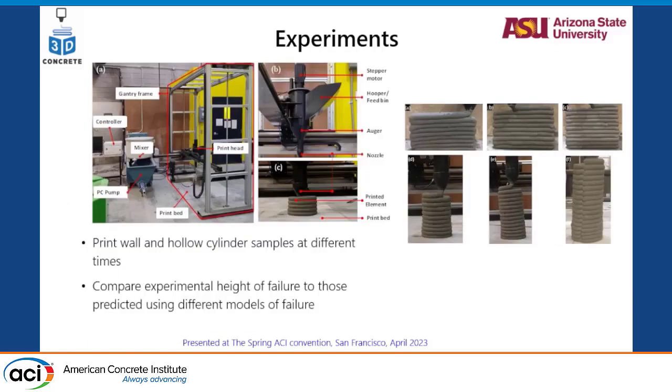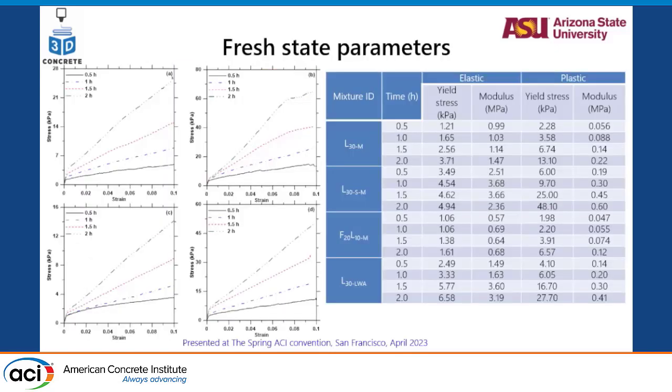specimen. This is our gantry printer that we use for our prints in the ASU facility. We did 2 different model checks for the print experiment, a wall element and a hollow cylinder element. So these were the stress-strain responses obtained from the uniaxial test done on fresh cylinders that I showed before.